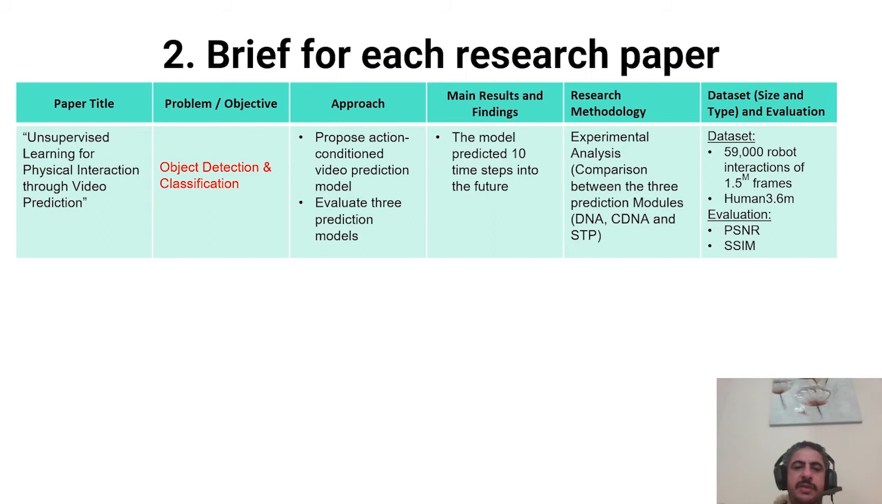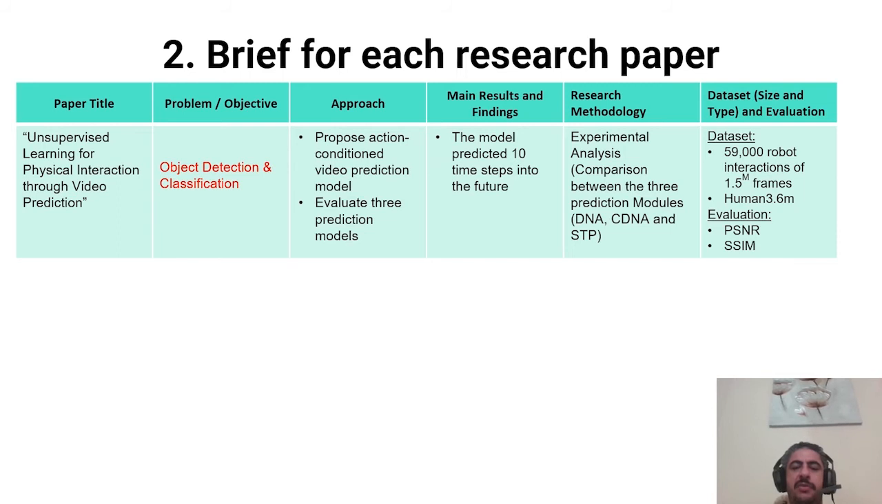Now we reach slide number 3 for the papers. In this paper, the primary objective is video prediction for real-world interactive agents. The approach is also similar to the last two research papers. This paper also proposed a model for video prediction.